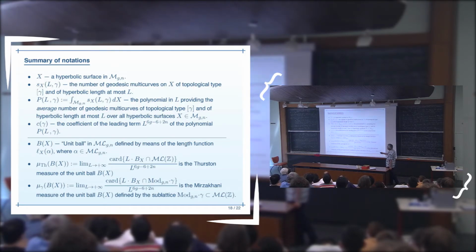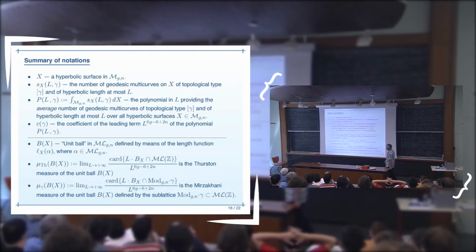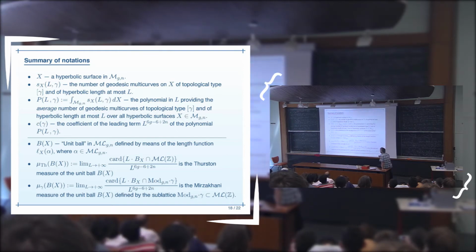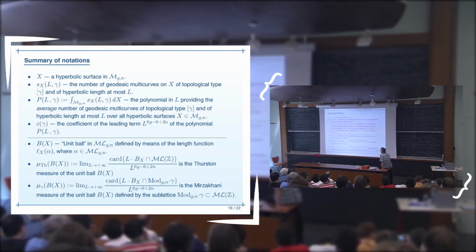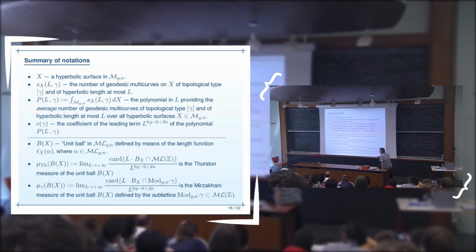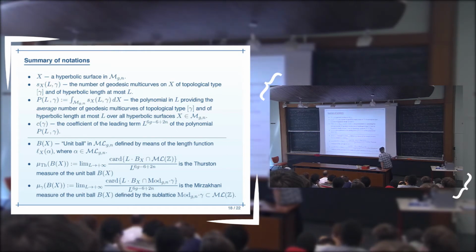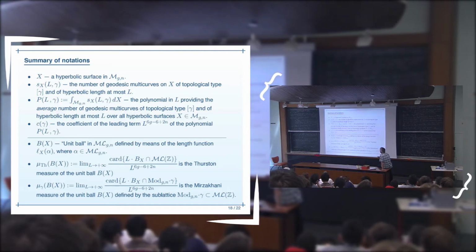Now I arrive at the summary of notation, which is on the blackboard. This slide is exactly these two blackboards. X is a hyperbolic surface. S_X(L, gamma) is the number of geodesic multicurves on the hyperbolic surface X, where we fix the topological type of the multicurve, for example, a simple closed non-separating curve, and we impose the bound for the length. Now, this is the average number of multicurves of topological type gamma and of length at most L with respect to all possible hyperbolic surfaces X. And we have seen in this calculation that this is a polynomial in L, which depends on gamma's parameters. This is a polynomial of degree 6g minus 6 plus 2n, and C(gamma) denotes the coefficient in front of the term of top degree.